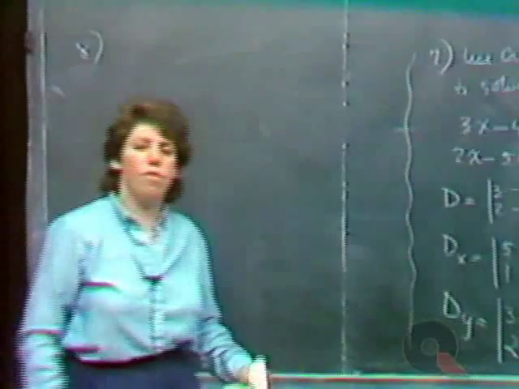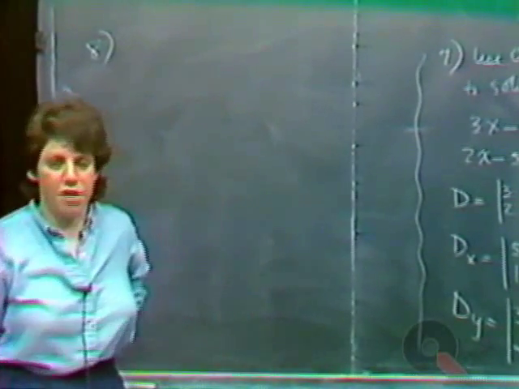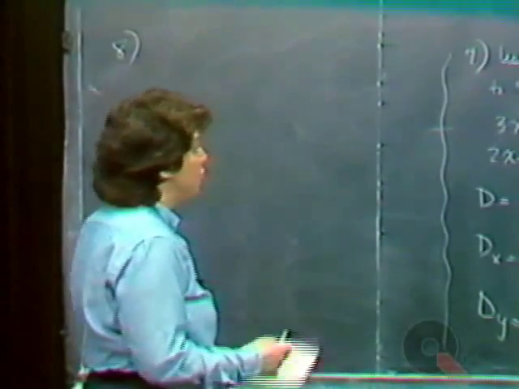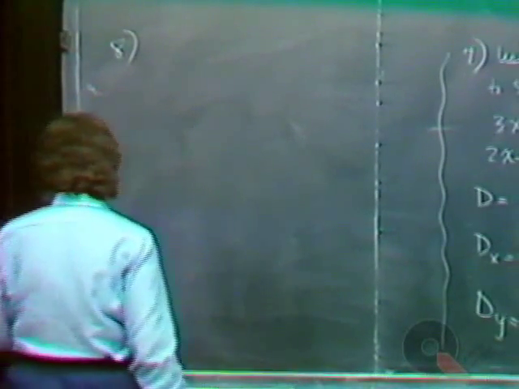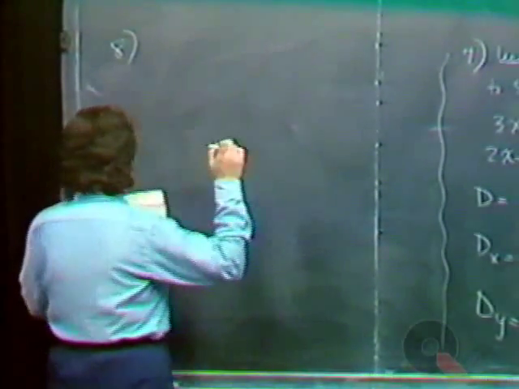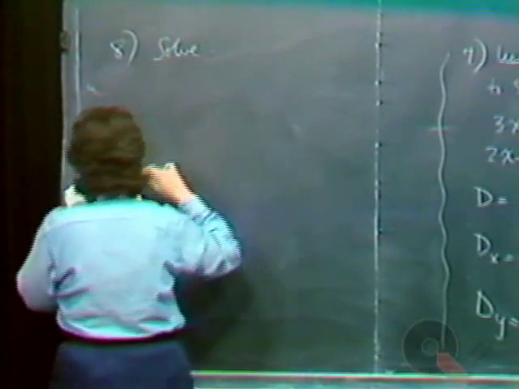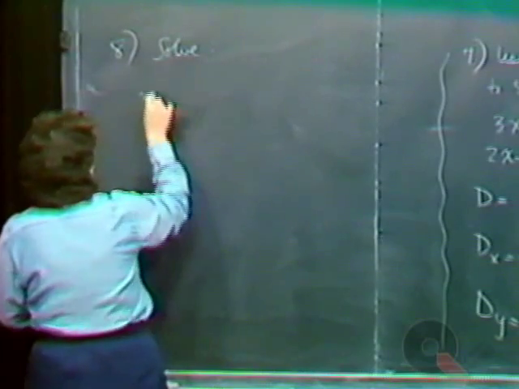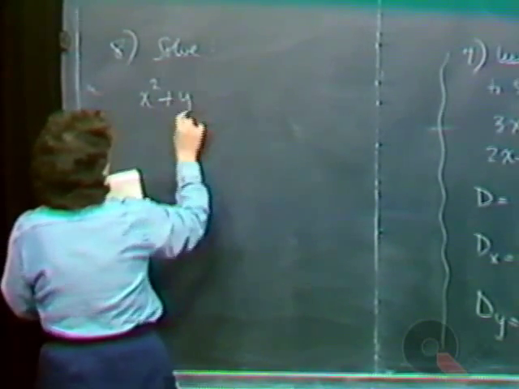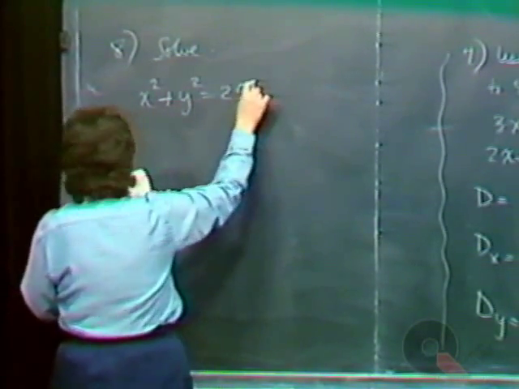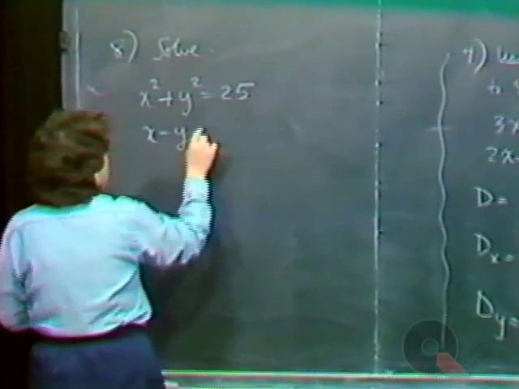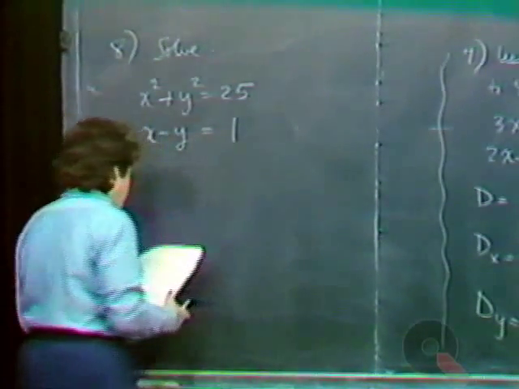The systems that we have solved so far were systems of linear equations. I now want to introduce some nonlinear equations. We want to solve the following system. X squared plus y squared equals 25. X minus y equals 1.